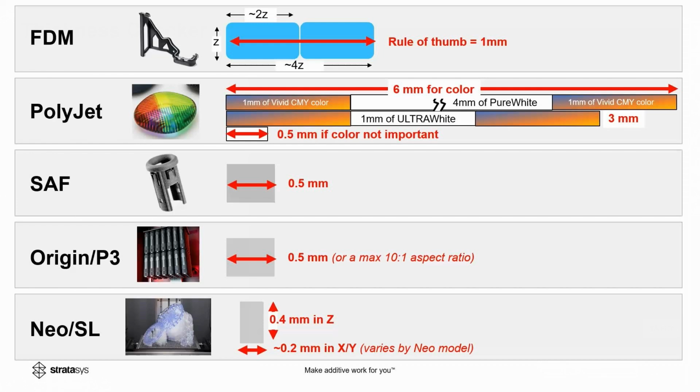But what we're saying is Thickness Checker can analyze any part you want on an FDM tray, for example, and then you just switch to an Origin or your Neo software once you have that part analyzed to know that it's good to print. So let's see what that looks like in the software.